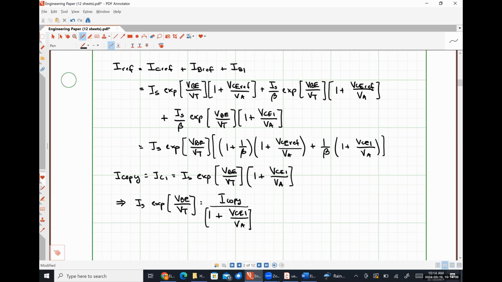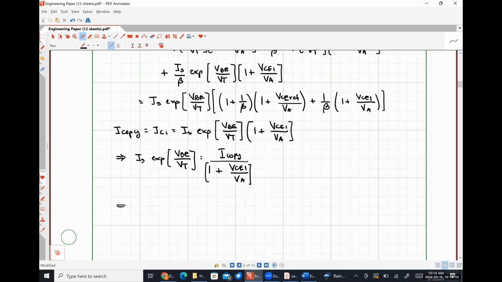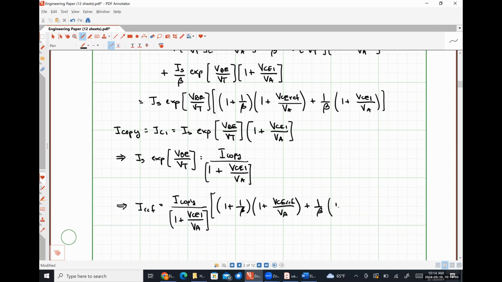And I can now substitute that into my original equation, right? So that substitution is going to look like this. So we'll have I ref is equal to I copy divided by 1 plus VCE1 over VA. And then that thing is multiplied by 1 plus 1 over beta times 1 plus VCE ref over VA plus 1 over beta times 1 plus VCE1 over VA.